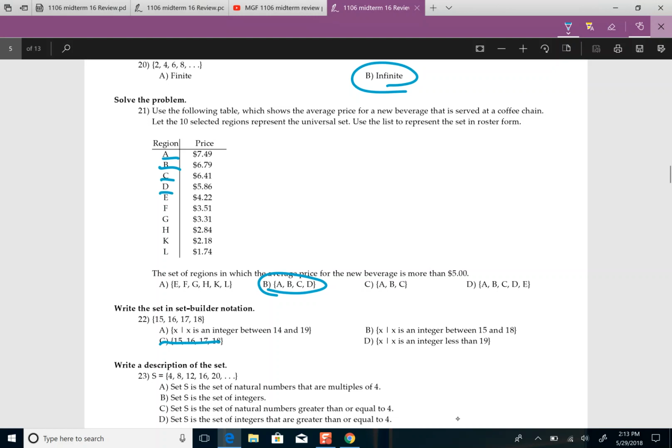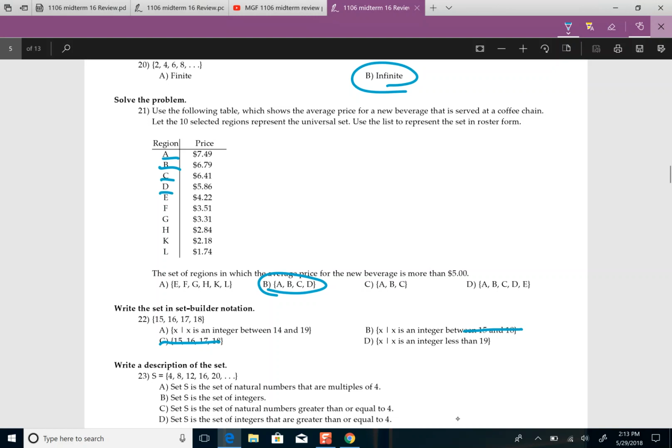All right, so set builder notation is how to build the set. So you can see the other three choices all have the set of all X such that X does what? So A says between 14 and 19. That looks good. B says between 15 and 18. Now that's a problem. Between does not include the endpoint, which would mean this one would start at 16. Let's get rid of that one.